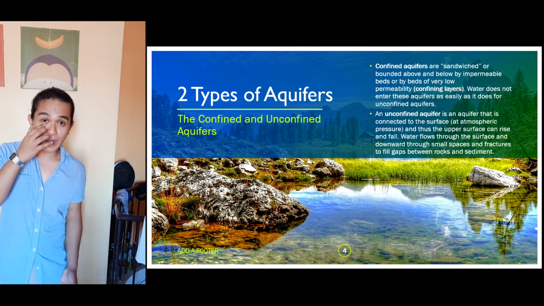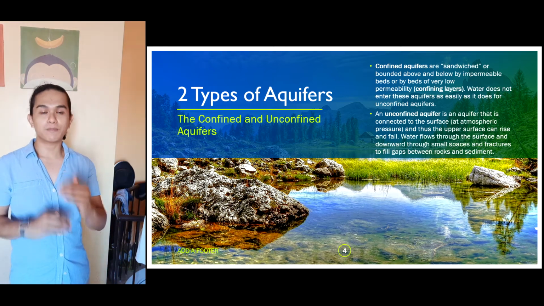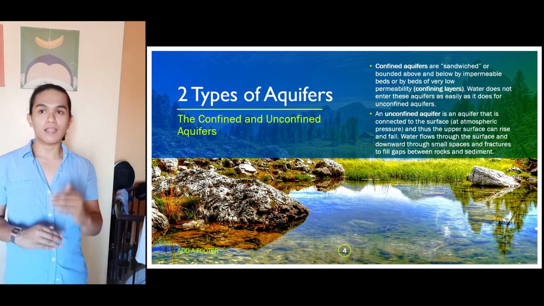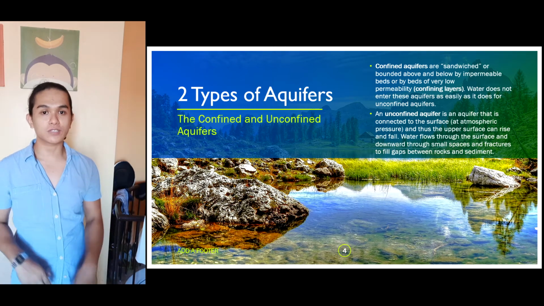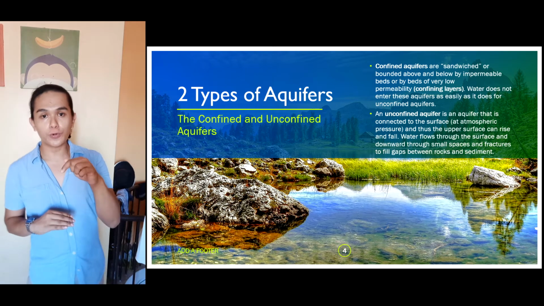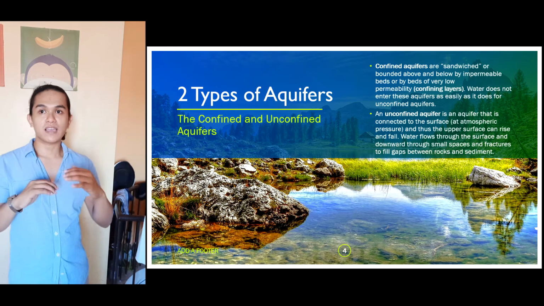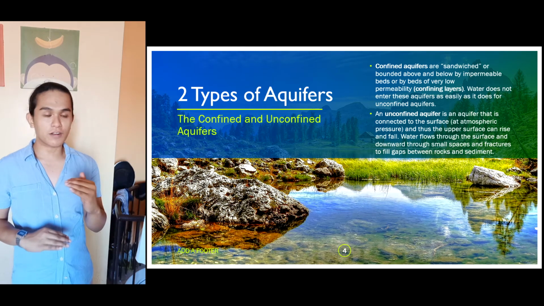So a confined aquifer is a layer of aquifer below the ground, sandwiched between confining layers with very low permeability, so water cannot seep through it very easily. Very low permeability means it goes deeper into the ground.